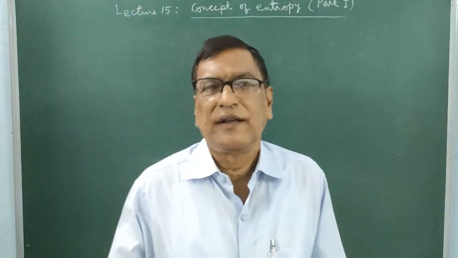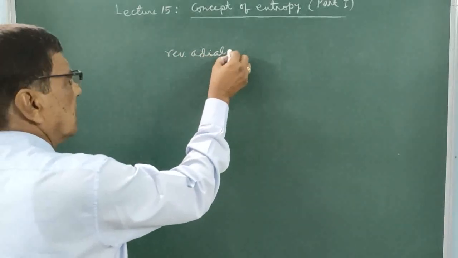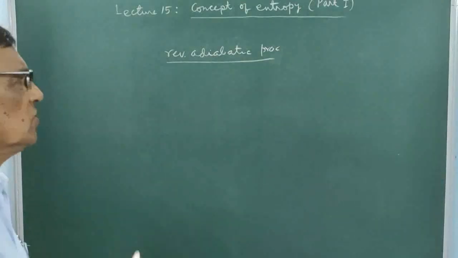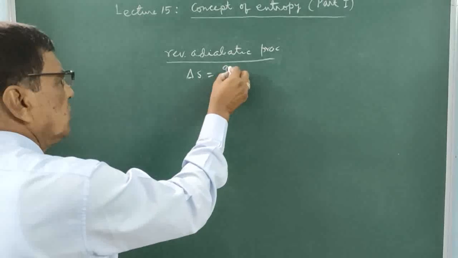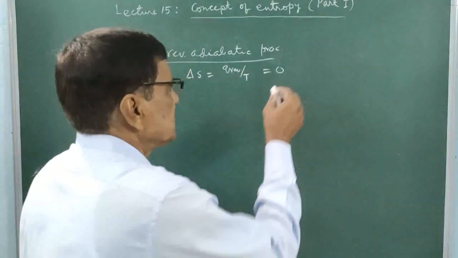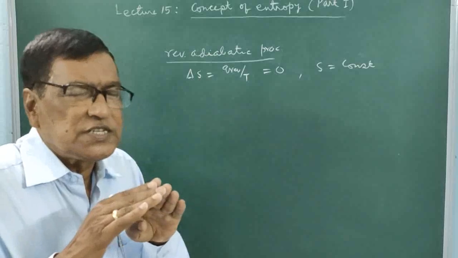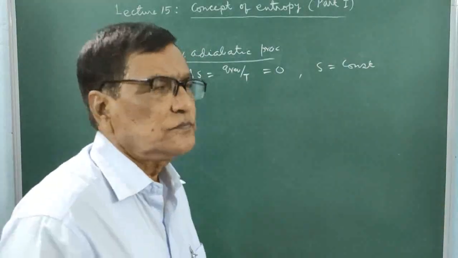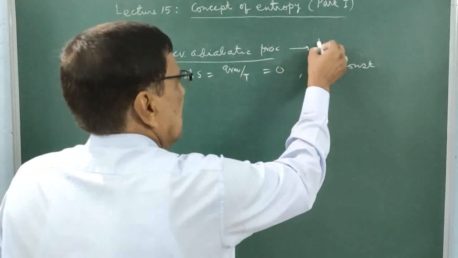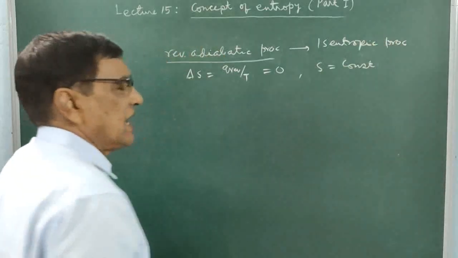And a very important one: for a reversible adiabatic process, there is no heat change. So delta S equals Q reversible by T, and this equals 0, since Q reversible equals 0. That means entropy remains constant for this change. If the system changes its state from state 1 to state 2, entropy will not change. Entropy remains fixed, and this is why this process is called the isentropic process.